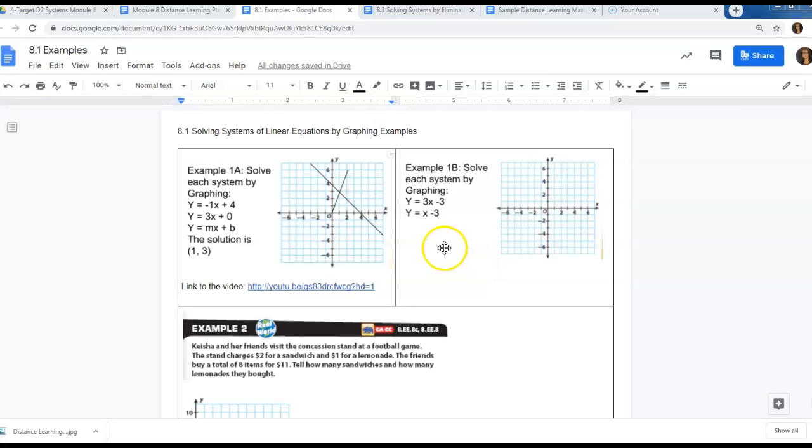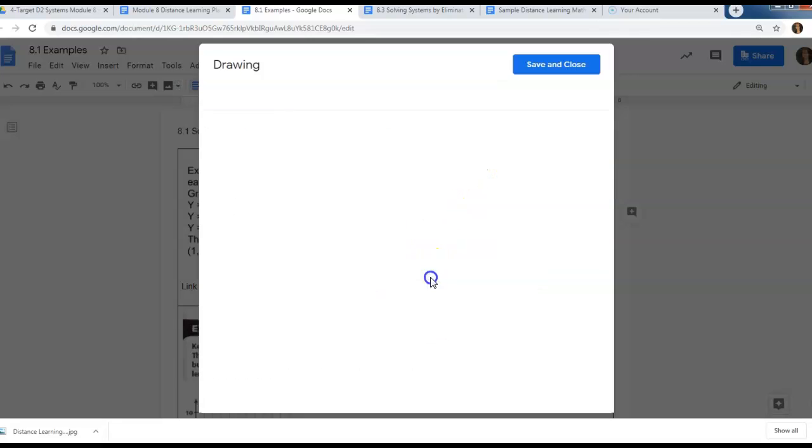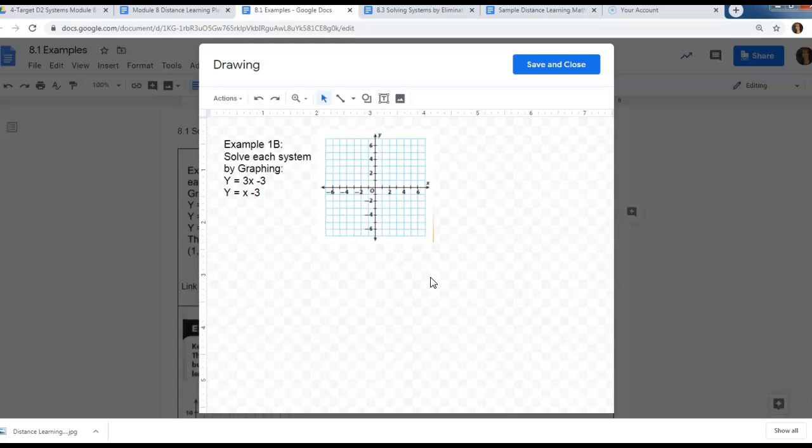Hi everybody, welcome back. So this is the Google Doc with all the examples, but I just finished example 1A. Now I got to do example 1B. And so I inserted a Google drawing. Now I'm going to edit it to make sure that I show you how to graph a system of linear equations. So once again, we are on section 8-1, which is solving systems of linear equations by graphing.